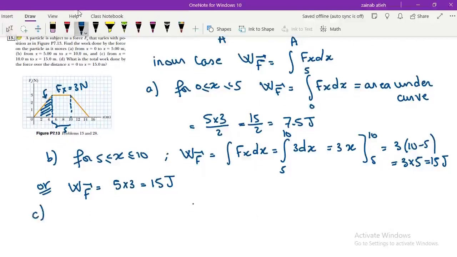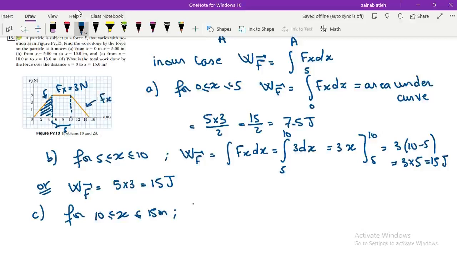So in part C, you have to do the same for the last part. As you can see, we can't find the work from 0 till 15 directly in one step. We have to divide it, because in each interval we have a different force acting on the particle. So now for x between 10 and 15 meters, you can say that this is a straight line.